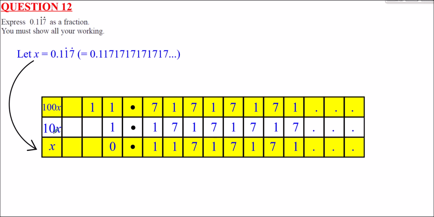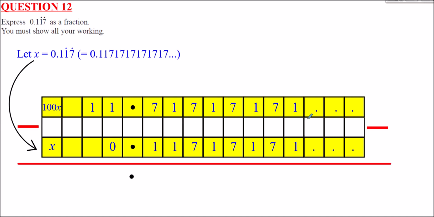So this 10x now has served its purpose, but we don't need this middle row at all, so I'll just forget that for a moment. We're just going to do 100x take away 1x. So obviously 100x's take away 1x gives us 99x's.